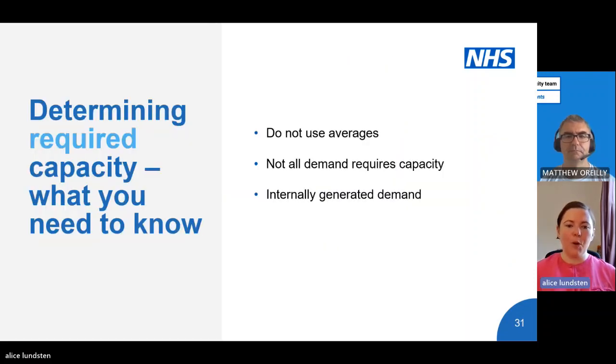And then when you're determining your required capacity, it's really important not to use averages. I think it's a natural assumption that that might be a useful metric, and it's worth knowing about. It can be useful for certain things, but in terms of your required capacity, it's not a suitable measure, and we're going to go into why in a minute. We're also going to be looking at why not all demand requires capacity, and internally generated demand. So these three metrics, again, it's not rocket science, and it really isn't, but understanding how these things function and influence is quite important.